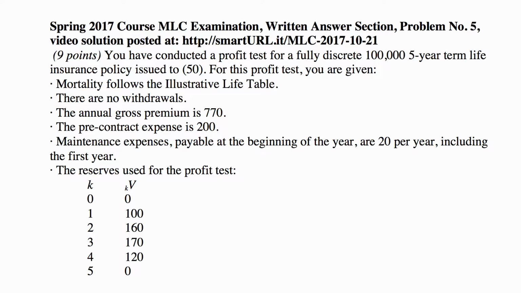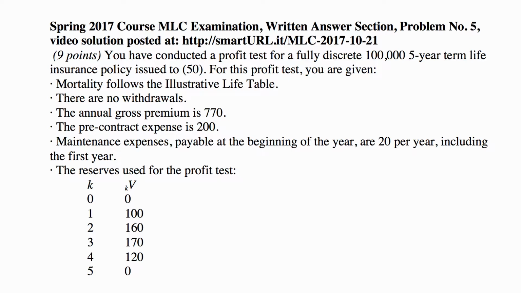Here's a problem from the last exam MLC from spring 2017. This is the written answers section, problem number 5. You have conducted a profit test for a fully discrete $100,000 5-year term life insurance policy issued to a 50-year-old. For this profit test, you are given that mortality follows the illustrative life table. There are no withdrawals. The annual gross premium is $770.